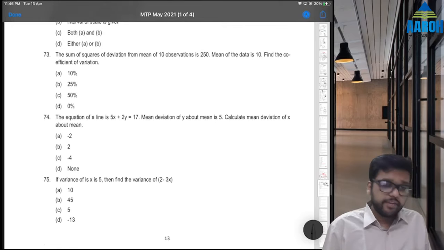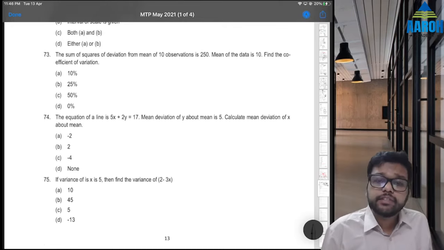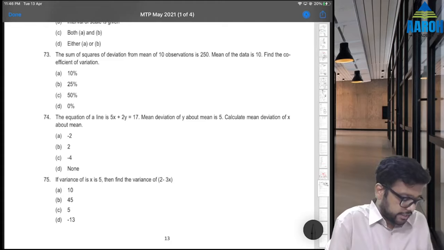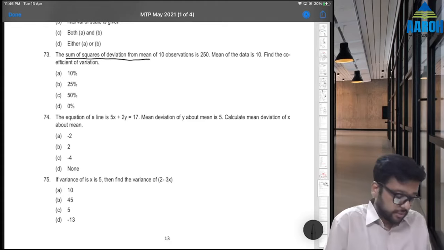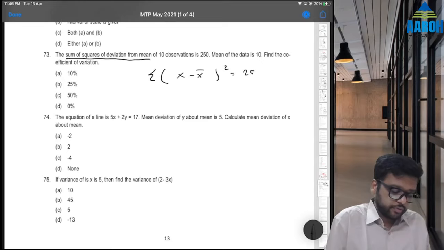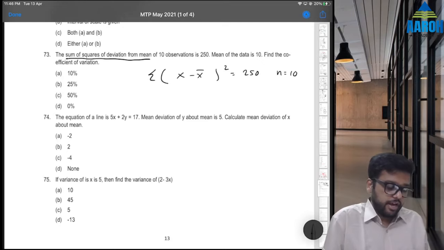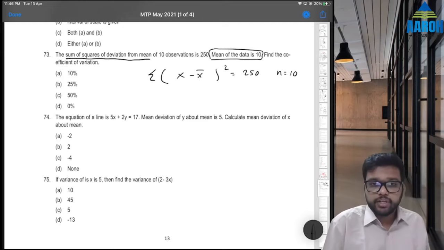Sum of square of deviation from mean of 10 observations is 250. Always try to translate this first. Sum of squares of deviation from mean means summation of x minus x bar, squared. So this is given as 250. N is given as 10 and the mean of the data is 10.